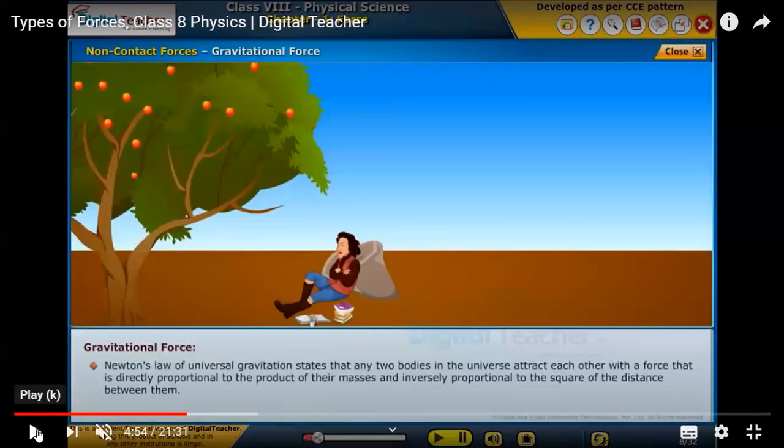Gravitational force. Newton's law of universal gravitation states that any two bodies in the universe attract each other with a force that is directly proportional to the product of their masses and inversely proportional to the square of the distance between them. You will be learning about Newton's law of gravitational force in class 9.